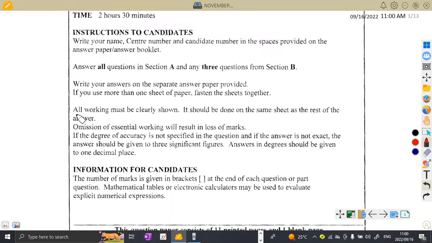I think that's what is important. Also make sure that you read the instructions, all right? Especially the omission of essential working, which will result in loss of marks. Also, if the degree of accuracy is not specified in the question and the answer is not exact, the answer should be given to 3 significant figures, and angles in degrees should be given to 1 decimal place. So if you're dealing with degrees, make sure your answer is given to 1 decimal place, but otherwise leave your answer to 3 significant figures. That was important on this part.